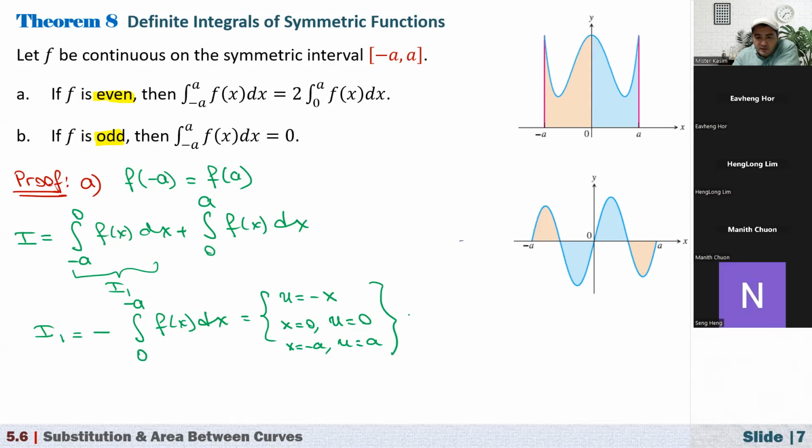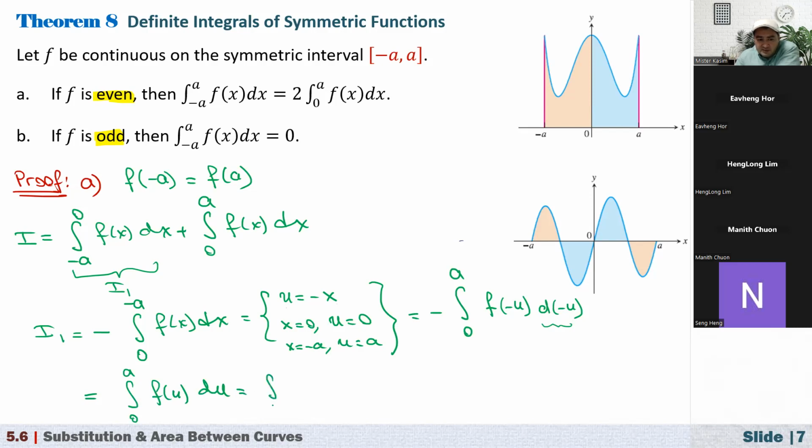So using this substitution, I can rewrite this as minus. When x changes from 0 to -a, u changes from 0 to a. So what is x? From here, u equals minus x, that means x equals minus u. So f of x becomes f of minus u, and we have d of minus u. Since f is an even function, f of minus u is equal to f of u. And the differential of minus u is minus du, right? And in front we have minus, so that's equal to the integral from 0 to a of f of u du.